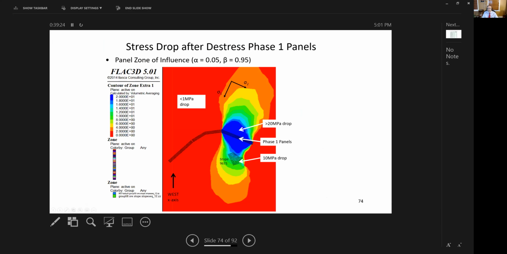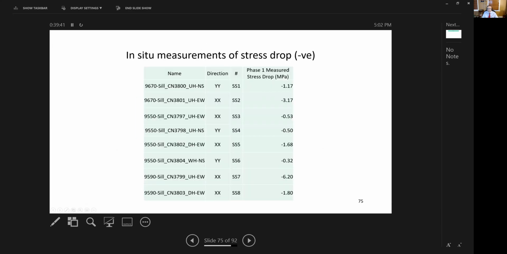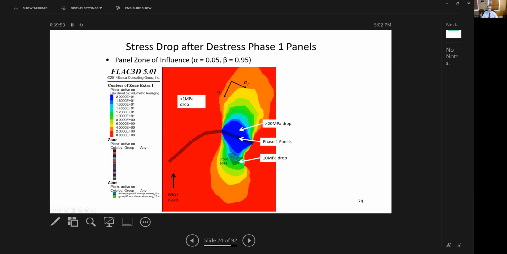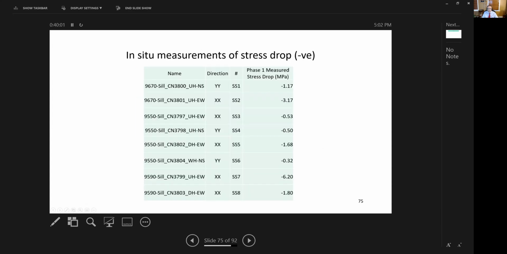So with this calibrated value, we'll go back to evaluate phase 1 panel distressing, and we'll find that there is huge stress drops around the panel, and there is considerable stress drop in the stopes or in the ore pillar, so indicating a success. Although the stress cells recorded small values of stress changes, in practice, it was high values around the panel and the stope. It's because the stress shells were located far from the distress panel.